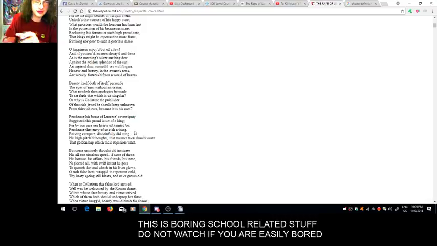His high-pitched thoughts that meaner men should vaunt that golden hap which their superiors want. But some untimely thought did instigate his all too timeless speed, if none of those his honor, his affairs, his friends, his state, neglected all, with swift intent he goes to quench the coal which in his liver glows. O rash false heat, wrapped in repentant cold, thy hasty spring still blasts and never grows old.